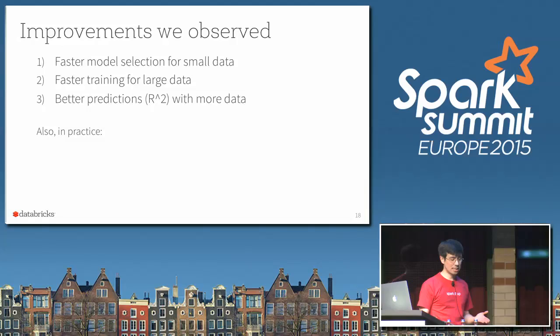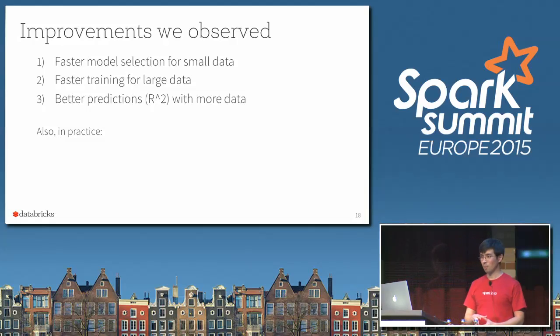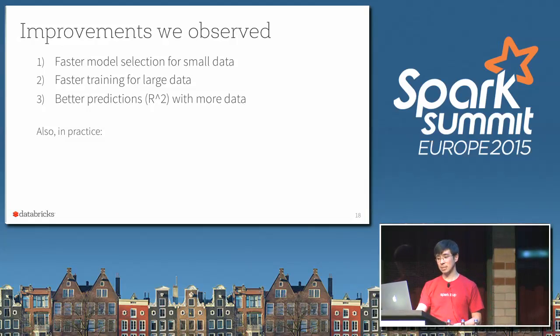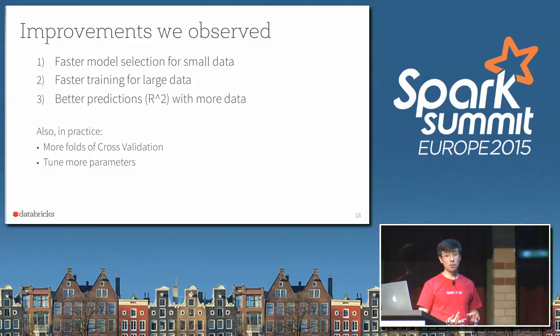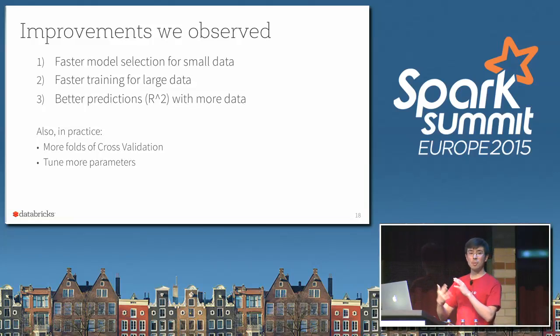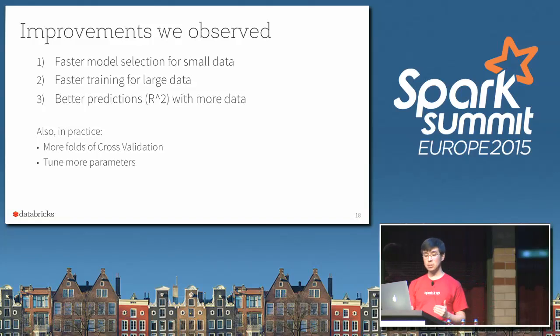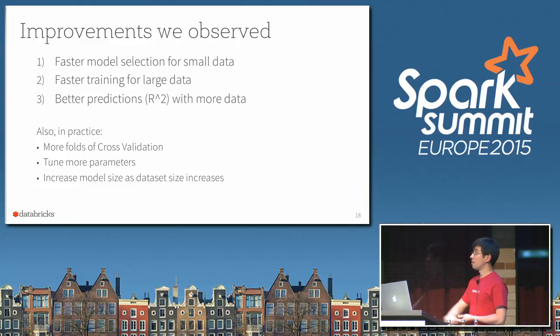I'll also note in practice that these problems become much more exacerbated with scaling if you follow proper procedures. First, you'd probably do more than 3 folds of cross-validation, depending on how much data you have. Second, you'd likely tune more parameters. Here I was tuning 1 parameter with 3 possible values. In practice, you might have many parameters to tune, many more values, and distributing that task could be much more beneficial. And finally, it's natural to increase the model size as the data set size increases.